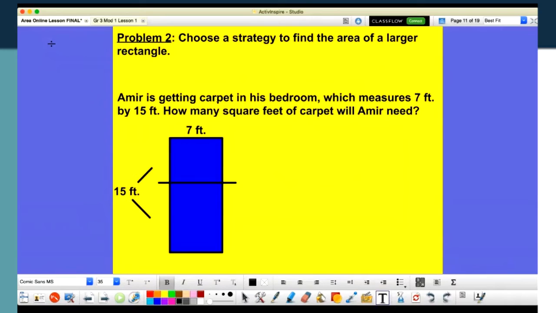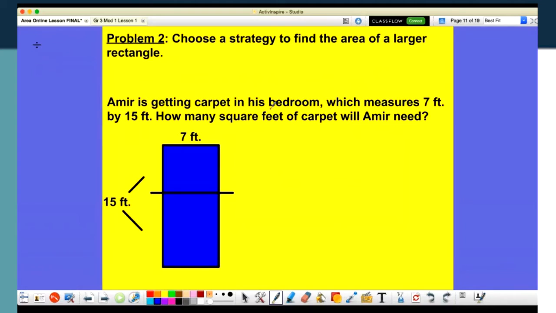And it tells us that Amr is getting carpet in his bedroom, which measures 7 feet. So that's the width going across side to side by 15 feet. So that's the side length. How many square feet of carpet will Amr need? Well, when it's asking me that right here, how many square feet of carpet will he need total? I circle that because those are keywords right there that I know it's asking me what is the area for the carpet that he's going to need.